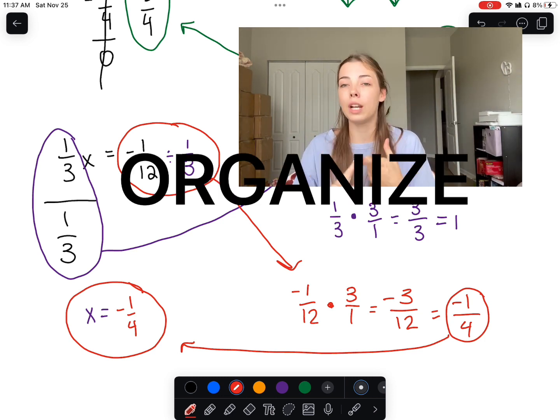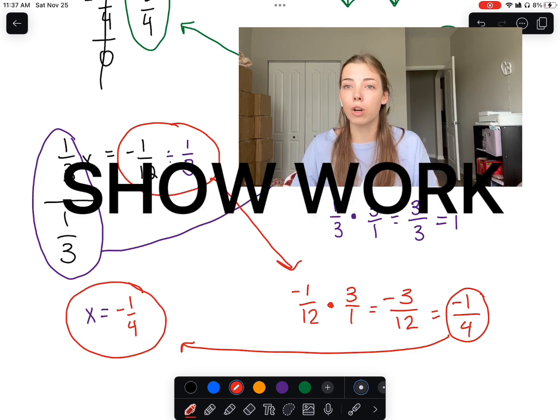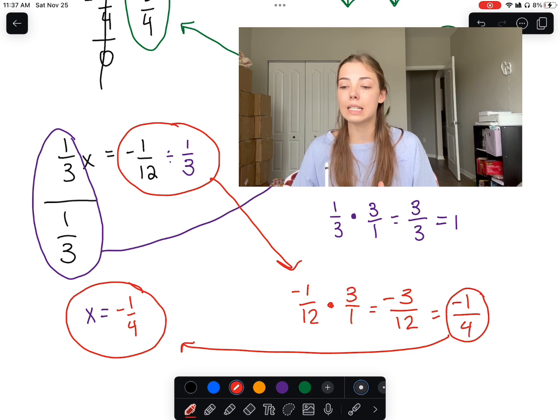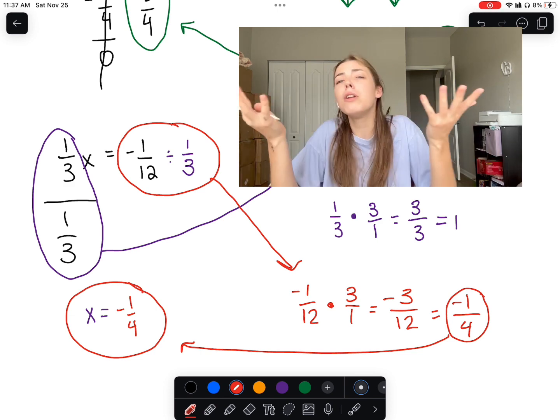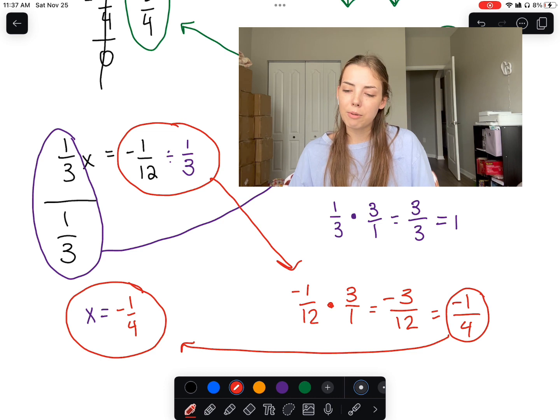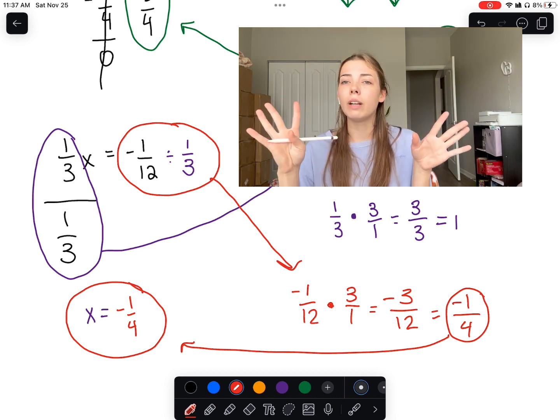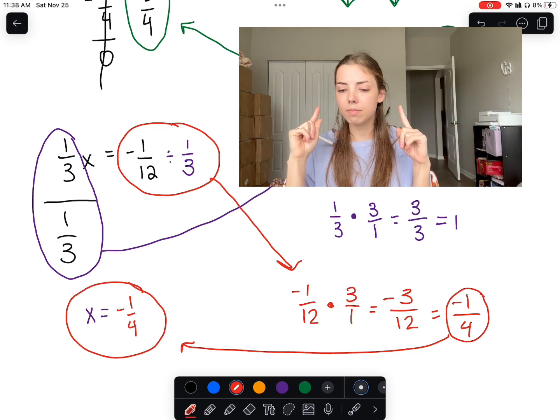So we have to organize ourselves. We have to make our work neat. We have to show our work so that we can go back and look at our mistakes. All of these things are super important. Because if you don't show your work, you don't know what you did. I don't know what you did. Nobody knows what you did. So that's my advice. Make your hands work harder than your head, and just keep practicing. You got this.